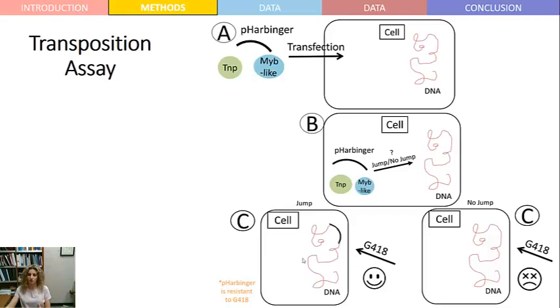So if it jumps, we have one living cell. That way, we correlated the culture that had the most amount of living cells as also the one that had the most amount of transposition.